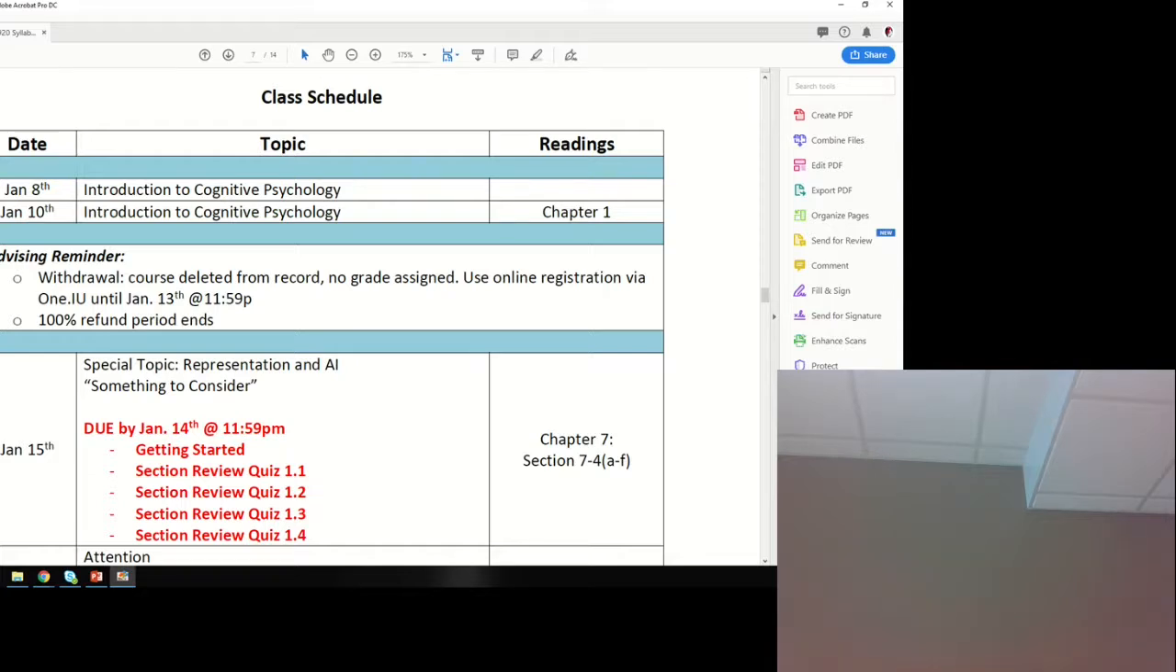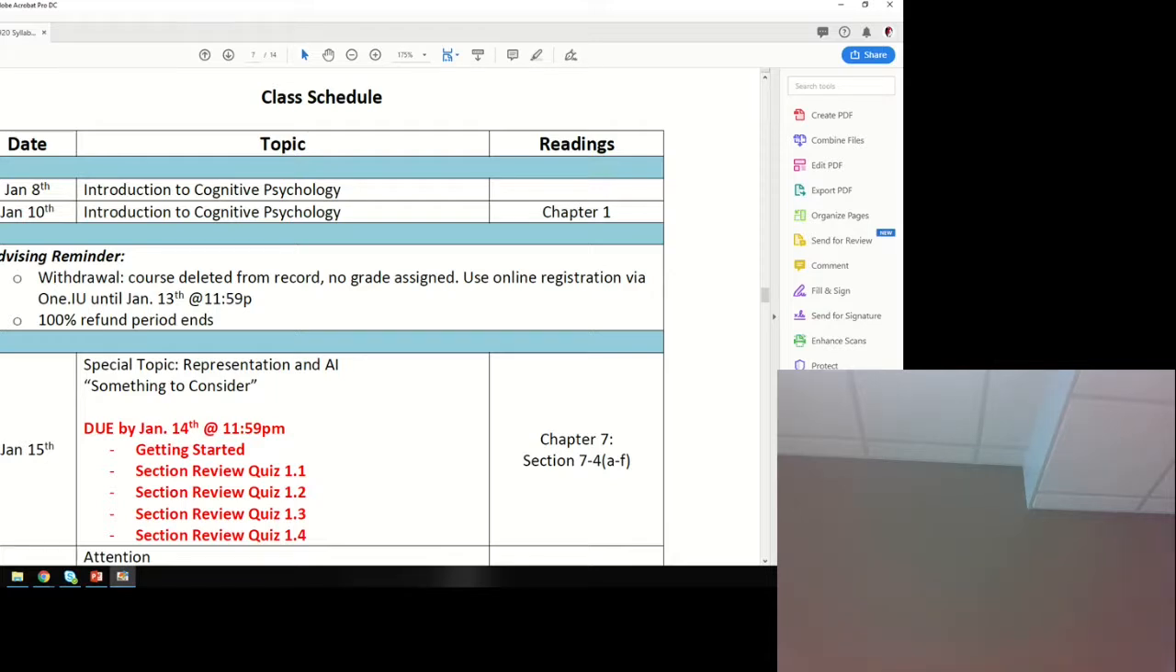January 15th, we're going to have a special topic, representation in AI. Sometimes we'll go outside of the book. But here in red, that'll indicate when things are due. So that'll indicate the due dates. And I want you to notice that the due dates are midnight before class. So we meet on the 15th. These assignments are due January 14th by 11:59 p.m. So just be aware of that. I like to have my stuff due midnight the day before.